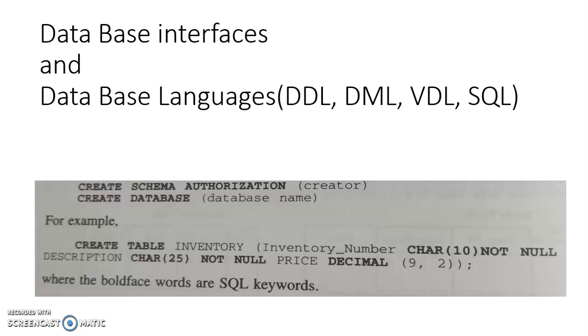We have different database interfaces in a database. Also, we have different database languages, that is DDL, data definition language, DML, data manipulation language, VDL, view definition language, and SQL, structured query language. Here is an example of how an SQL query is written to create authentication, create a database, and then create a table.